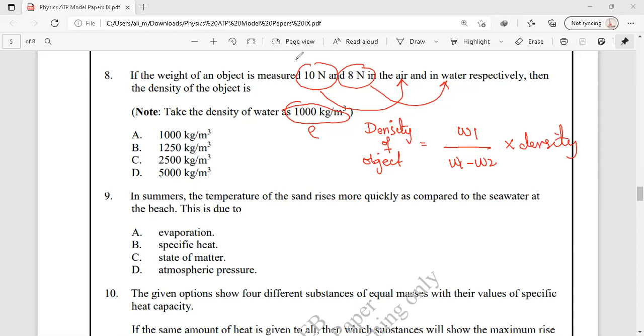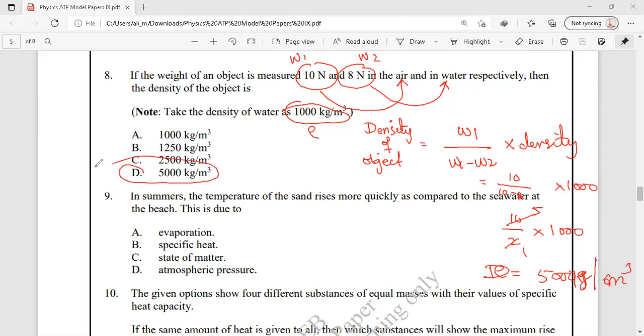So this is the density, this is W1, this is W2. So let's substitute. W1 is 10. W1 minus W2 will be 10 minus 8 multiplied by 1000. So 10 divided by 2 multiplied by 1000, 2 5s are 10. So the density of the object D will be equal to 5000 kilogram per meter cube. So the correct answer is option D.